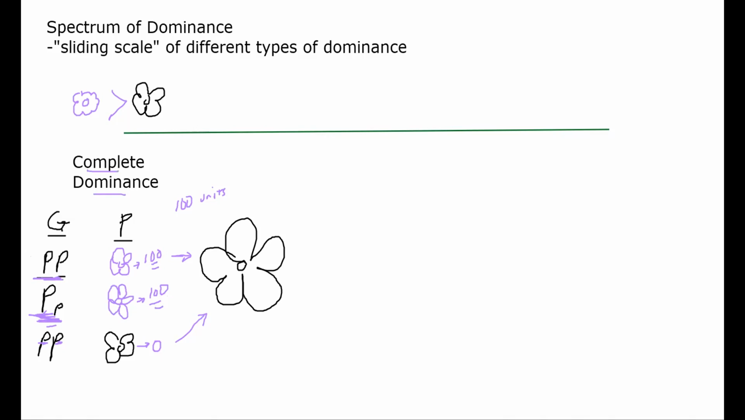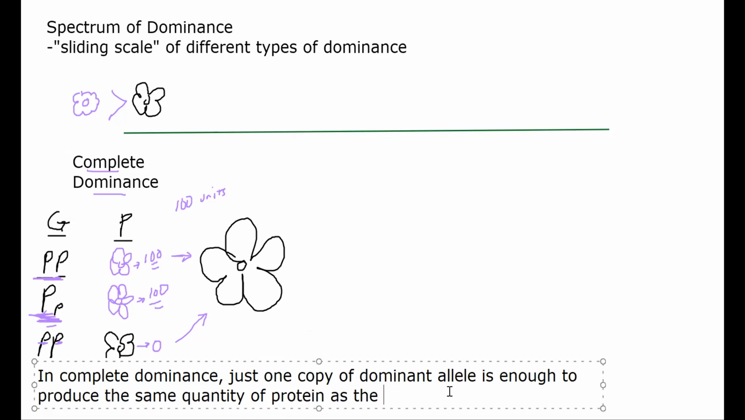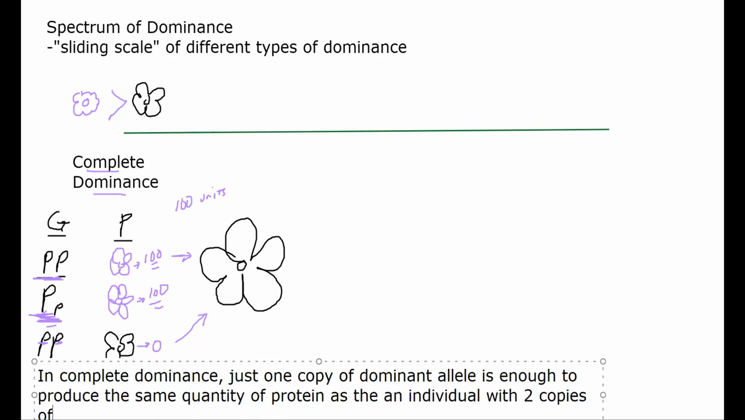What we're saying here is this, and I'll go ahead and type this sentence out for you: in complete dominance, just one copy of the dominant allele is enough to produce the same quantity of protein as an individual with two copies of the dominant allele. In other words, the homozygous dominant individual.